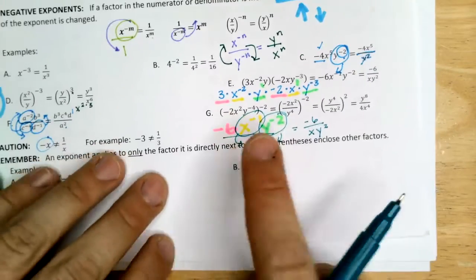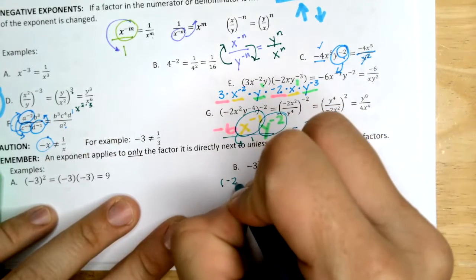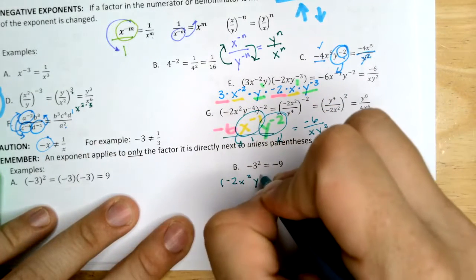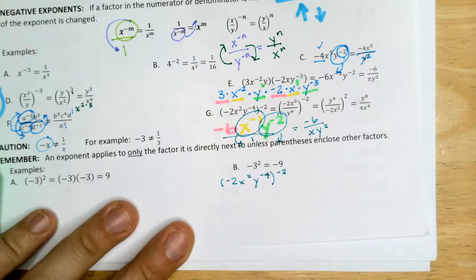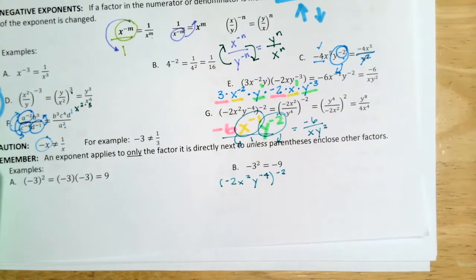All right, the last one is G. I'm just going to rewrite it. It was negative 2x squared y to the negative 4th, all to the negative 2. Okay, first thing I'm going to do.